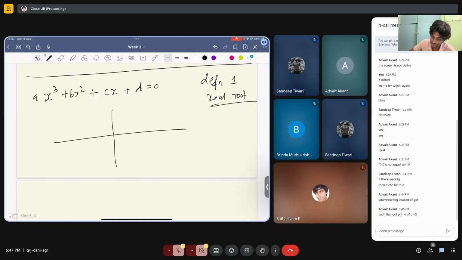Suppose I have a polynomial like this, and let's say it has more than one real root. So let's say my polynomial is something like this. If it has more than one real root, then this is a root, this is a root, and this is a root. And you can see, let's call these points A, B, and C. Then by Rolle's theorem, you know that there is a place at which f prime is 0, right?